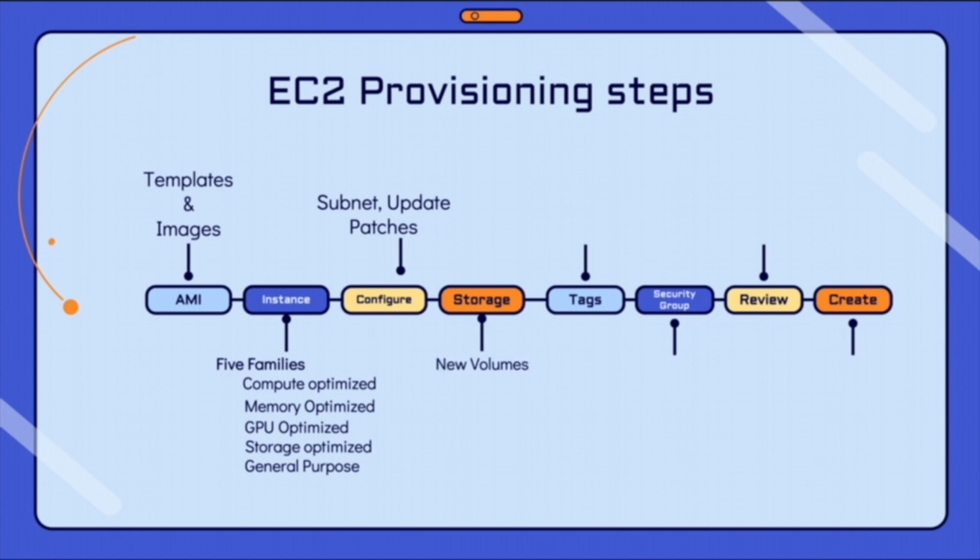Third step is to set the configuration such as subnet, count of the instances, patch update, and so on. Fourth step is to add more storage volumes to your machine, which can be done even later. Coming to the fifth step, which is adding tags. Adding tags to an EC2 instance is important as per security best practices and is followed everywhere. Sixth step is to configure the security group. A security group acts as a virtual firewall for your EC2 instances to control incoming and outgoing traffic. Seventh step is to review all your selections and confirm. And the last step is to hit the create button to submit your request.